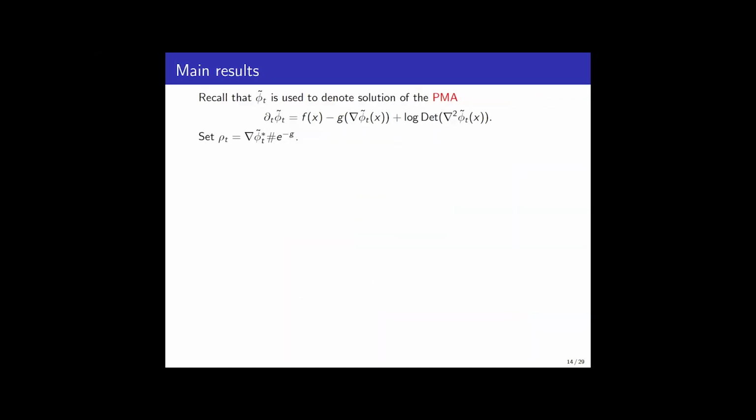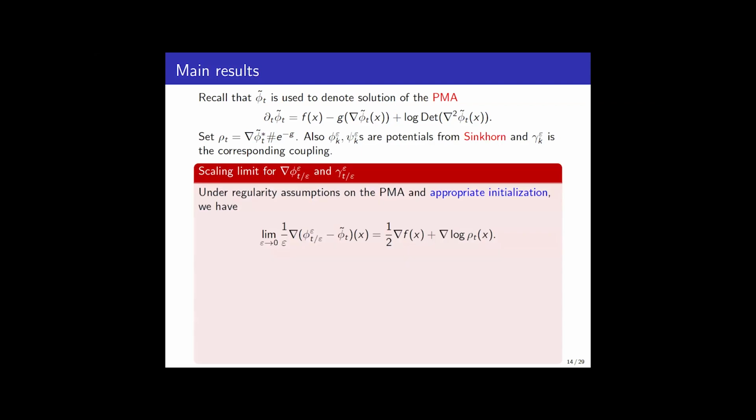All right, so now going to the approximation. Just to recall the parabolic Monge-Ampère: phi k's and chi k's are the potentials from the Sinkhorn algorithm whose gradients we are using to approximate the solution of the parabolic Monge-Ampère. The main result here is that this first term is the gradient of the potentials from the Sinkhorn algorithm, and the next term is the solution of the parabolic Monge-Ampère. If I take their difference and scale that by epsilon, as epsilon goes to 0, you can write out what this limit will be, with appropriate initialization of the Sinkhorn algorithm.